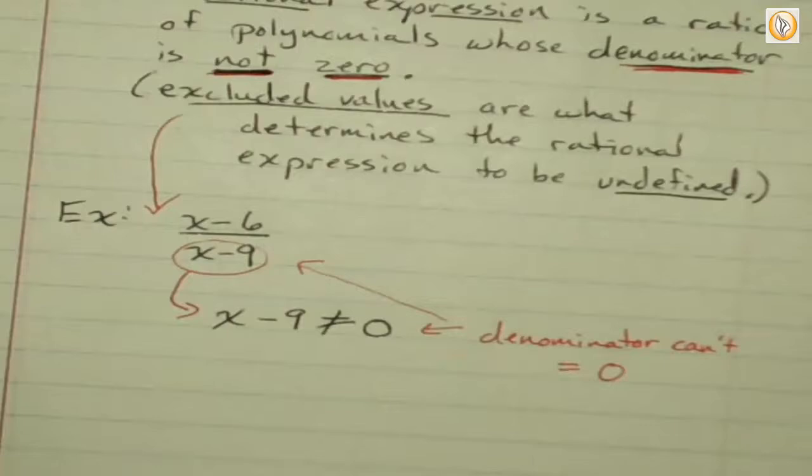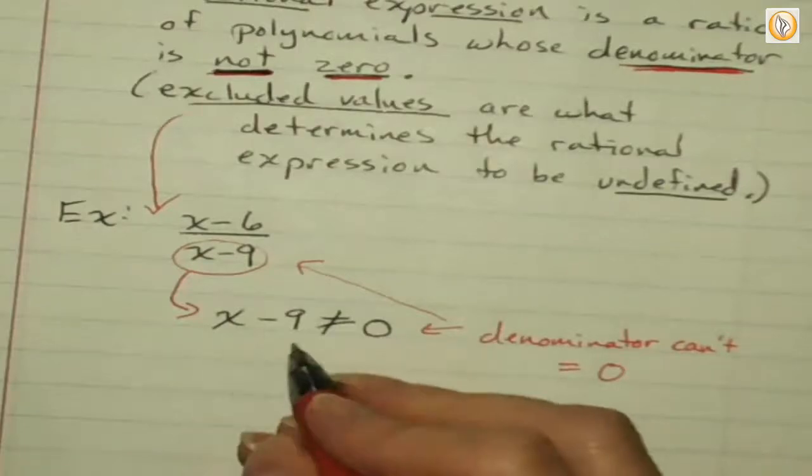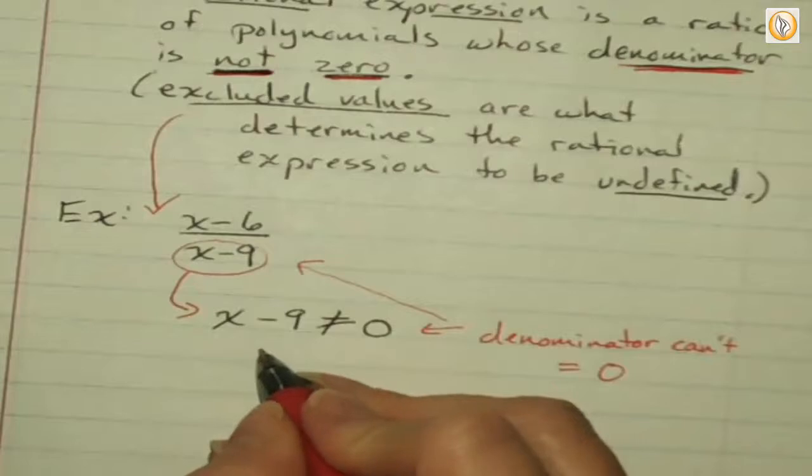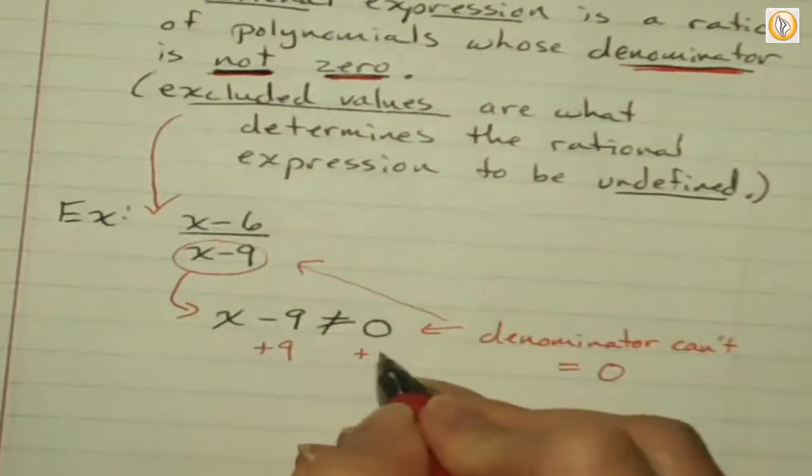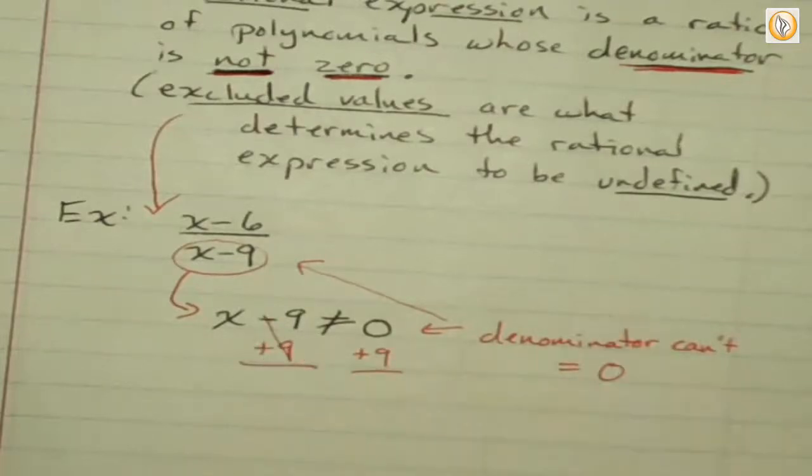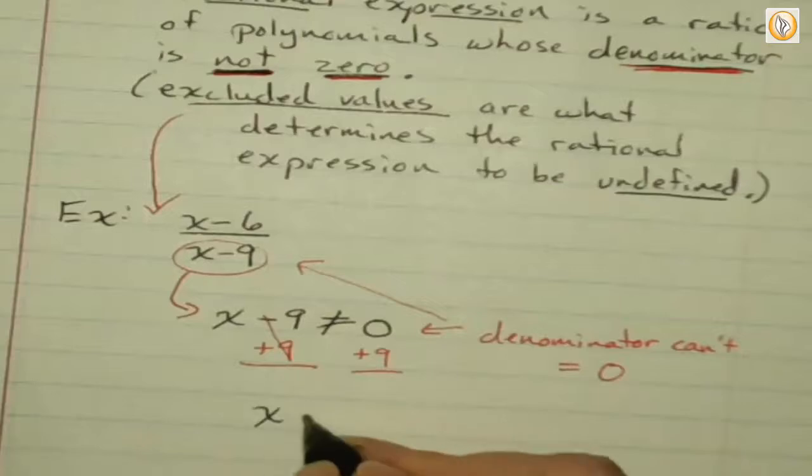So how do I solve for x, Valeria? So we're going to add 9 to both sides. And I get x does not equal 9.